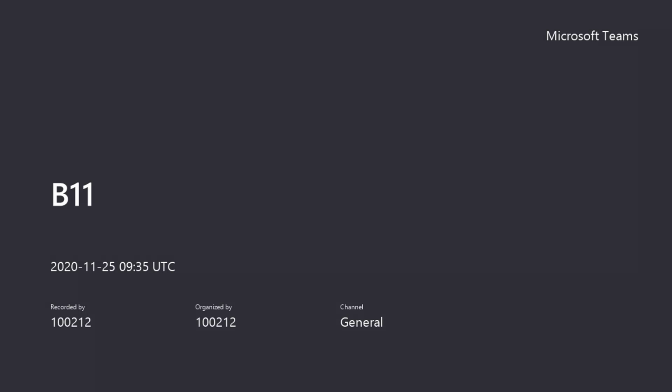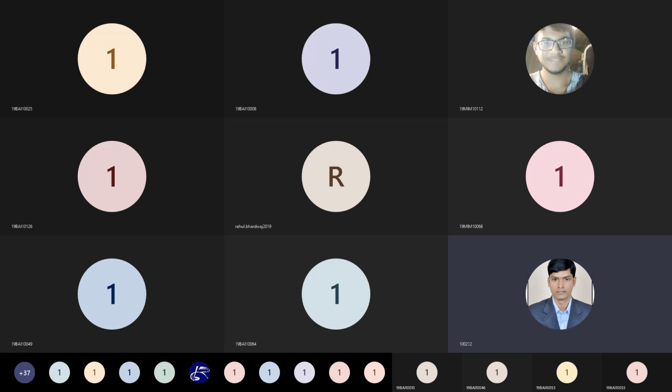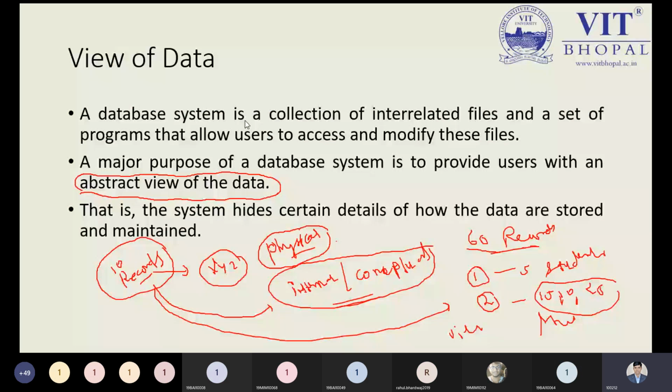levels. So view of the data means at what levels we can see the perception of the data. I'm taking a simple example. Suppose you are a shopkeeper, and I'm a customer.